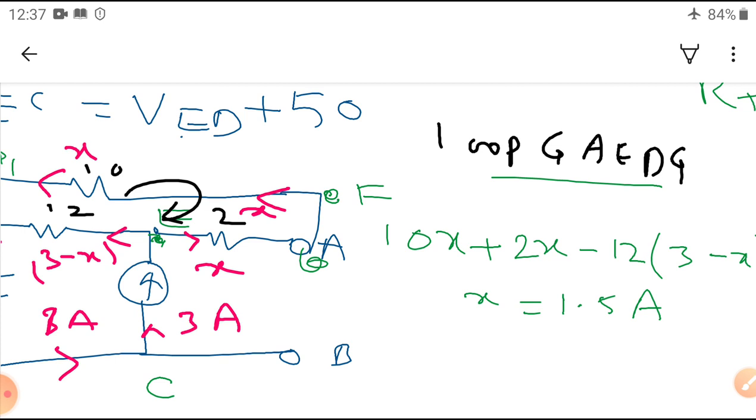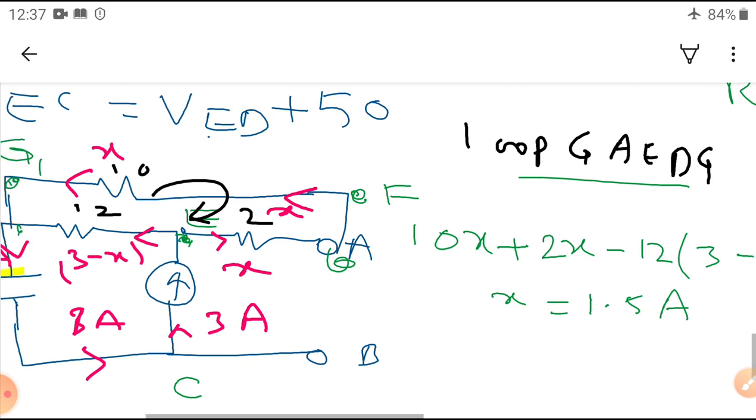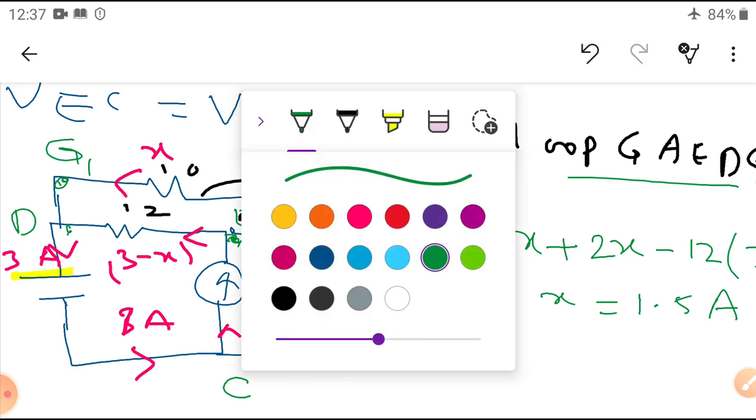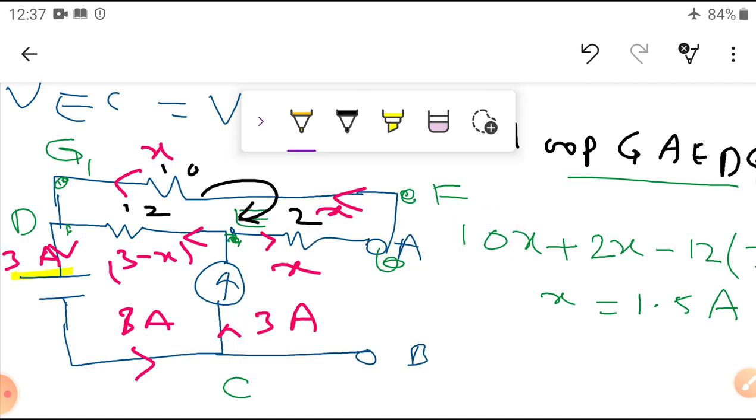Now I want to know what the voltage is, this voltage, if you know this one. Now here what is the current, 3 minus x, 3 minus 1.5. What is the current in the 12 ohm resistor? This is equal to 3 minus 1.5, that is 1.5 amperes flowing. Okay, now you know this drop, simply write it.